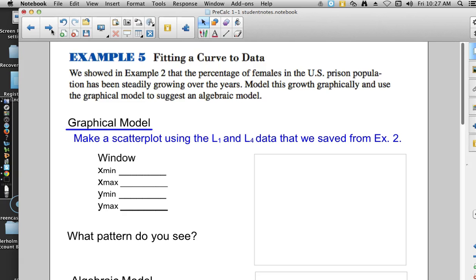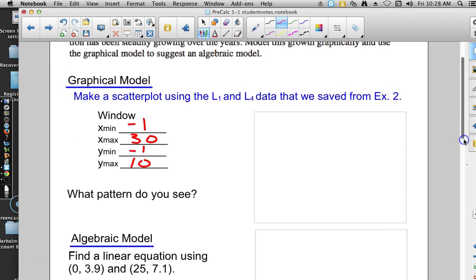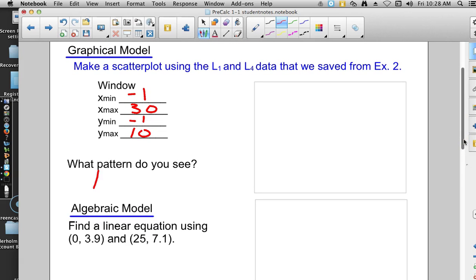Do you think a line would be pretty good for that? A line fit that? Okay, not awful, but, you know, a line. So we go back in, and we tell it we're going to put -1 to 30 and -1 to 10 in there. And yeah, it's probably not going to be a perfect fit, but it does look like it's linear. It looks like we could get a line that would be a pretty good line of best fit there.